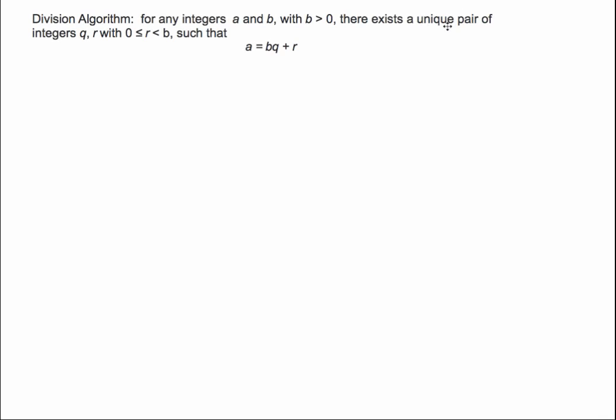The division algorithm: for any integers a and b with b greater than 0, note that a does not need to be greater than 0, just b, there exists a unique pair of integers, q and r, and you'll see the logic behind the choice of letters there, with r greater than or equal to 0 and less than b, and such that a is equal to bq plus r. Now, what does this have to do with division?